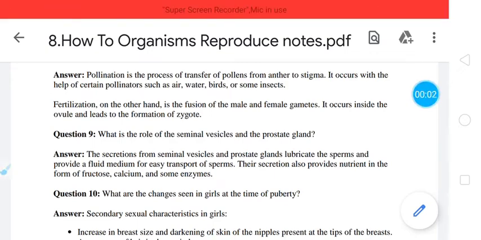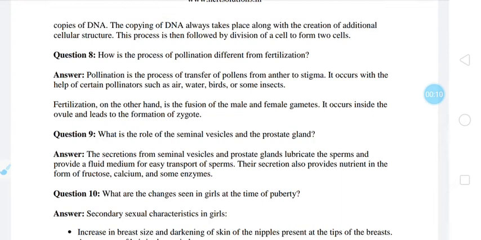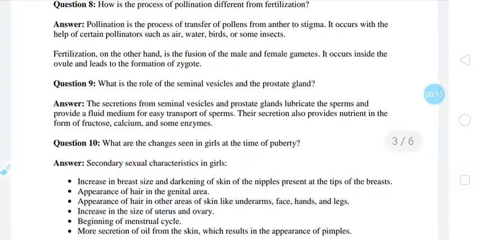Hello dear students. In continuation with the previous lecture, we are going to discuss some next questions. Question number 9. What is the role of the seminal vesicle and the prostate gland?